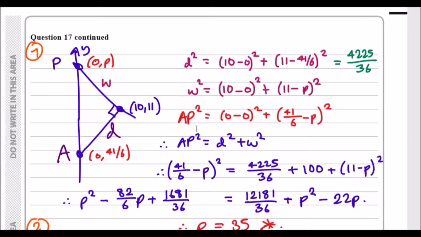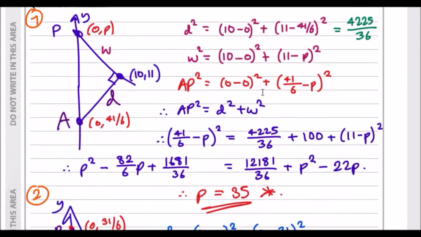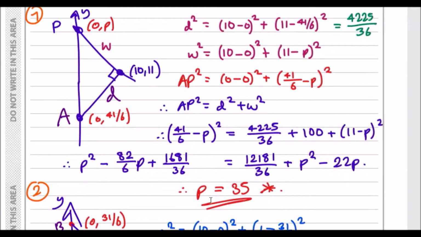And for AP squared, do the same thing. Find the distance between the coordinate of A, which is 0, 41 over 6, and P, which is 0 and little p. So same story. Now this is where you get your answer for p. And this is actually one of the correct answers too.